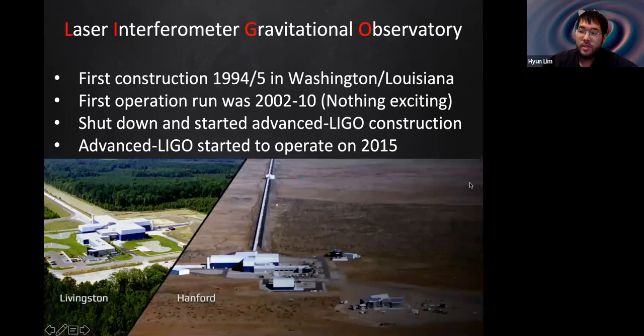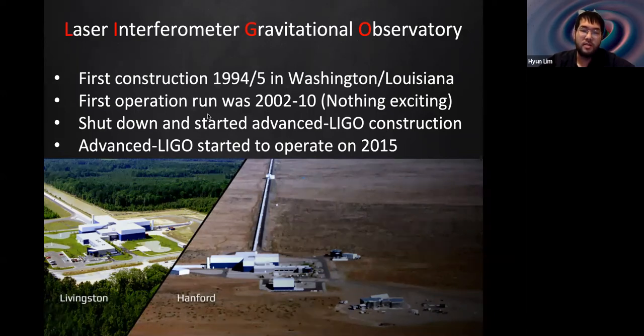So they started to build the gravitational wave observatory called the Laser Interferometer Gravitational-Wave Observatory, or LIGO. The construction started in 1994 and 1995 in both Livingston, Louisiana, and Hanford, Washington. After around 10 years of building, they started the first operation run, from 2002 to 2010. During this observation, there was nothing exciting they could report. So they thought, yeah, we may need to upgrade it.